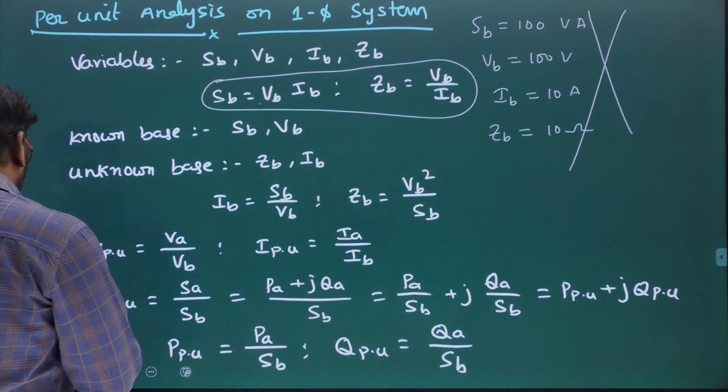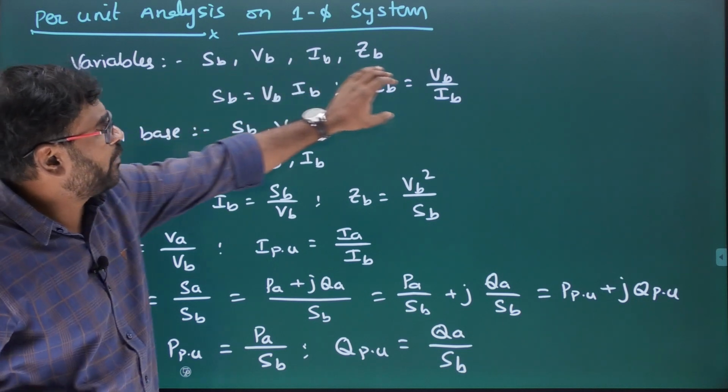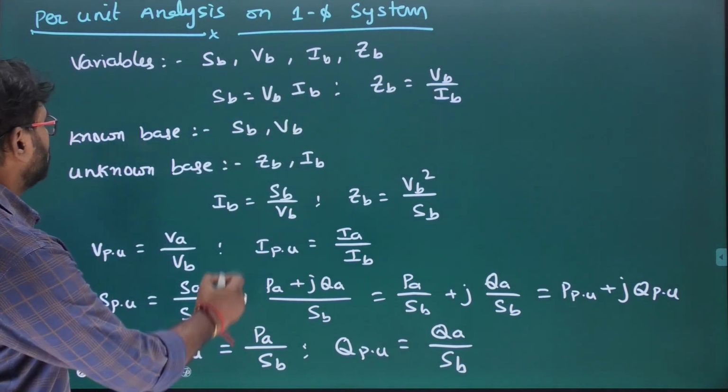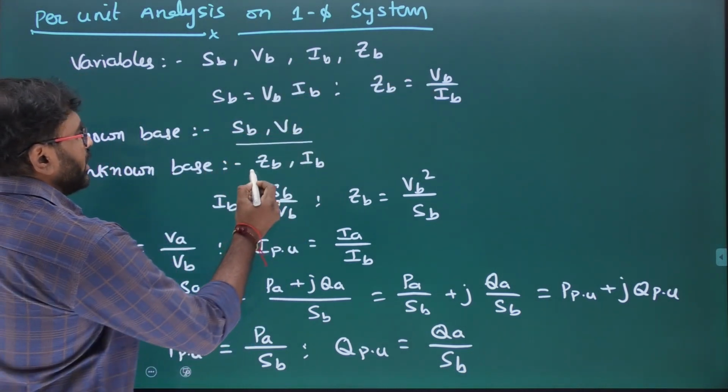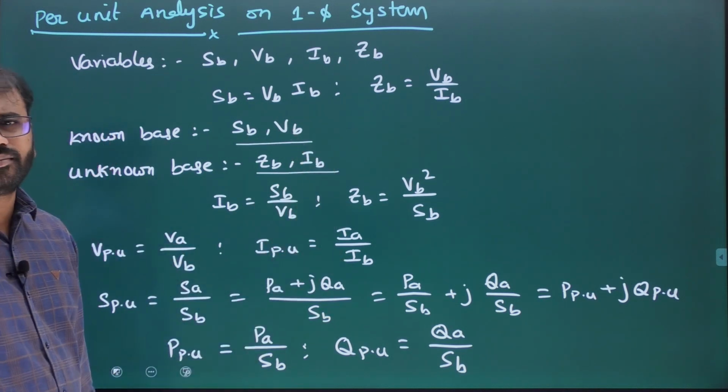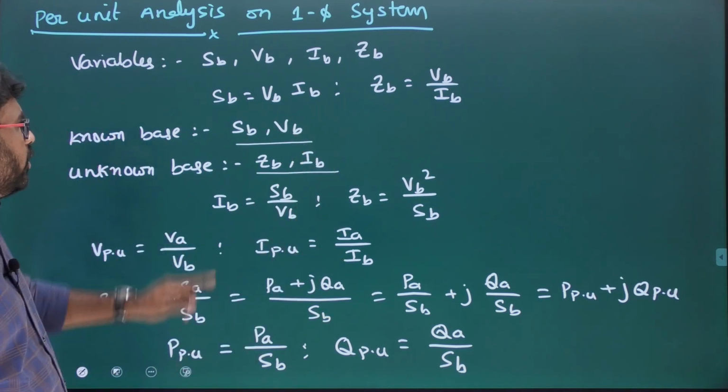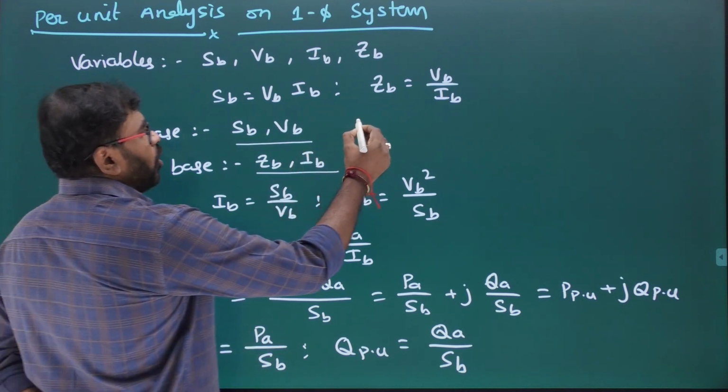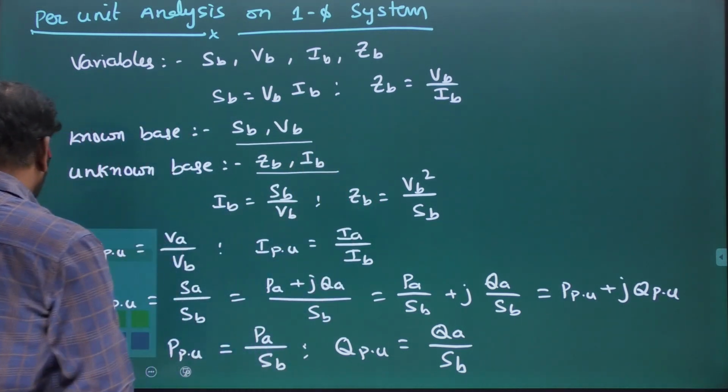That's why, to satisfy the fundamental equations, let's fix two variables and the remaining two variables you need to calculate. That is the fundamental rule. Okay, what are the two variables I am fixing? Apparent power base I am fixing, and also what?